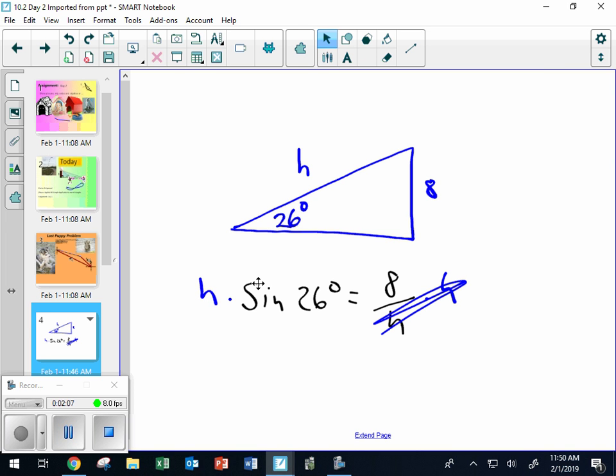Yes, ma'am. Good question. If a test question were to ask, give an exact answer, they're usually really clear, like at the end of the question, give an exact answer. As soon as you've rounded something, it's not exact. So if we wanted an exact answer here, the answer would be 8 over sine of 26. And if we want a decimal answer, they usually say what to round to. Obviously, you're going to have to round it, and it's not exact anymore.